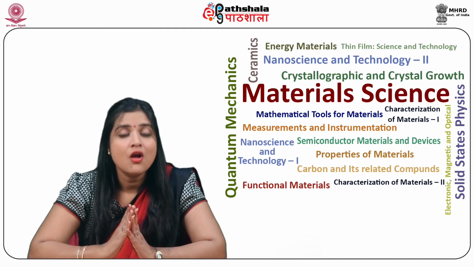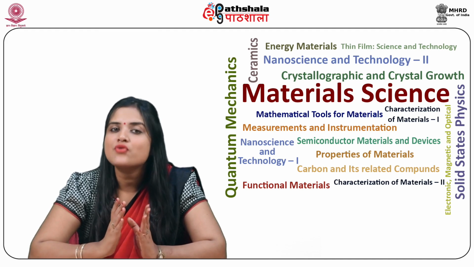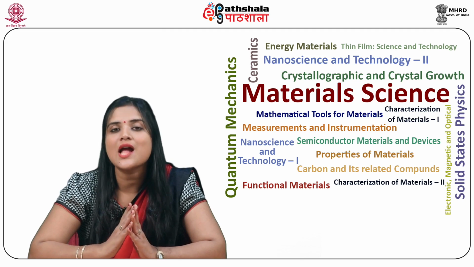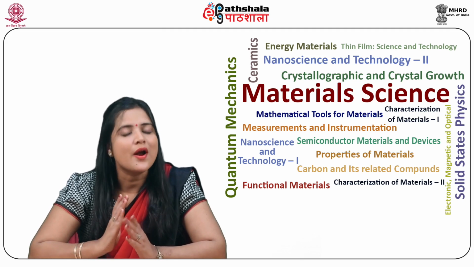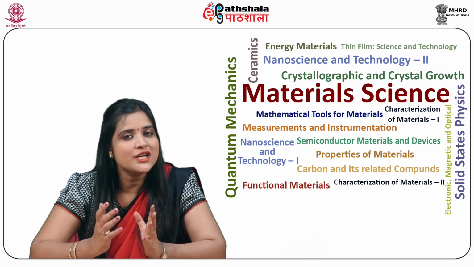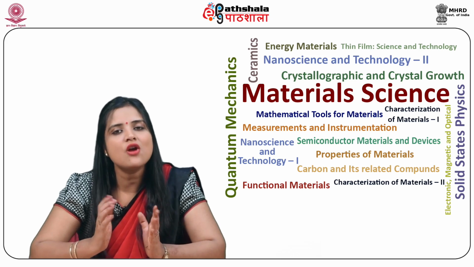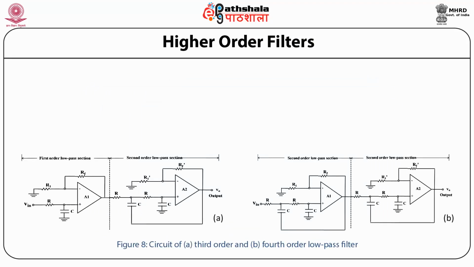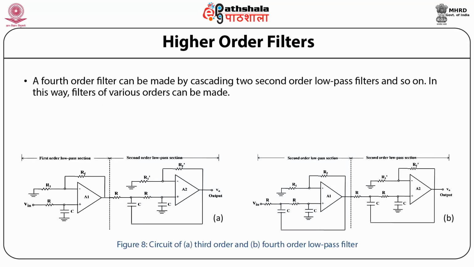Higher order filters of any order, that is, third, fourth, and so on, can be made using the first order and second order filters. For example, a third order low pass filter can be made by integrating a first order and second order low pass filter together in series. A fourth order filter can be made by cascading two second order low pass filters and so on. In this way, filters of various orders can be made.